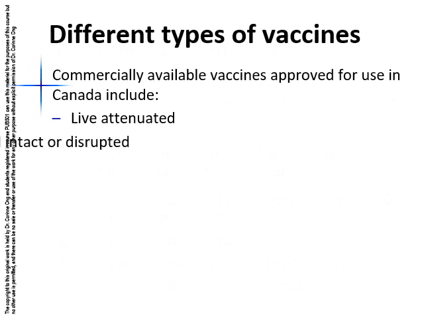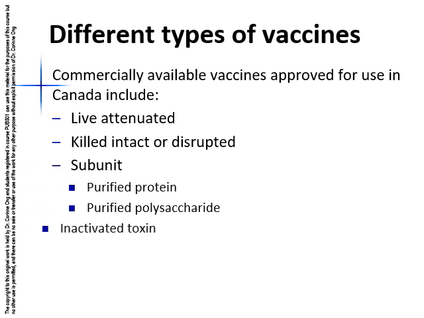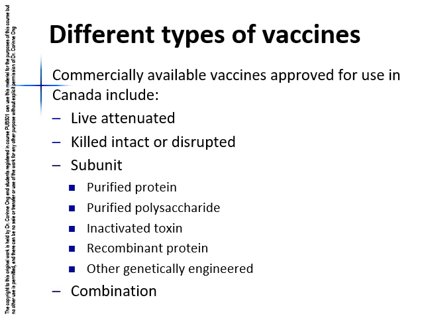There are many types of vaccines that have been approved for use in Canada. I've provided a list here. The four major types are live attenuated vaccines, killed, intact, or disrupted vaccines, a variety of subunit vaccines, and combination vaccines. I will go through each different type in further detail in the next few slides, especially for the various subunit vaccines.